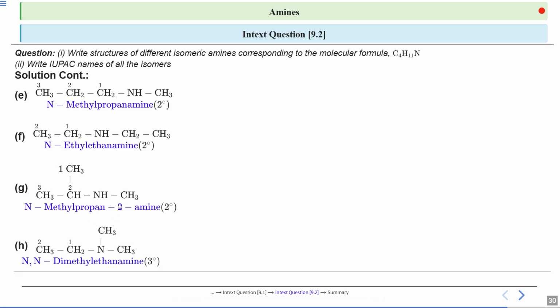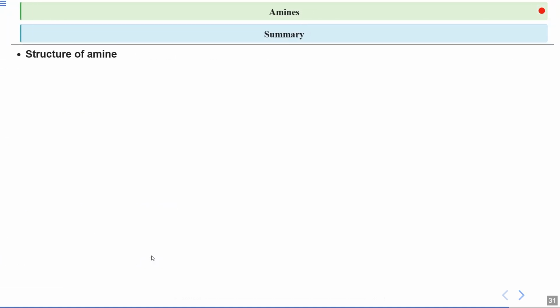And this is another isomer where all the 3 hydrogens of this nitrogen are replaced by carbon atoms. One is this methyl group and 2 methyl groups are attached to this nitrogen. So this will be designated as N,N-dimethylethanamine, and this is a 3-degree amine. So I hope this is clear now.